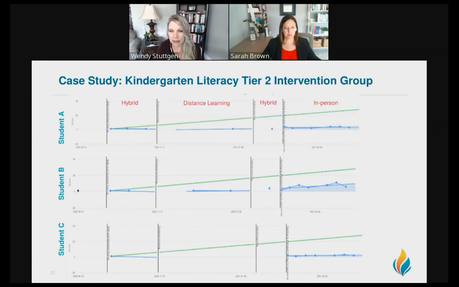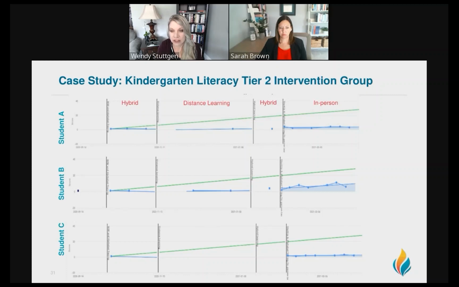What do you notice about the trend lines for these three students? Do they appear to be making adequate progress in their intervention once they return to hybrid from February to March? They had approximately 6 to 8 weeks of instruction there. What would you do with these students in this intervention group? So student A and student C are both flatlined. What do you think about student B's progress? Is he making adequate progress?